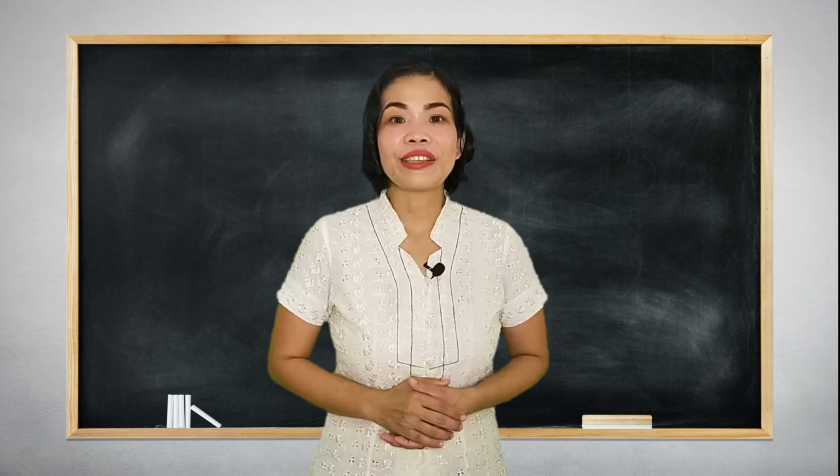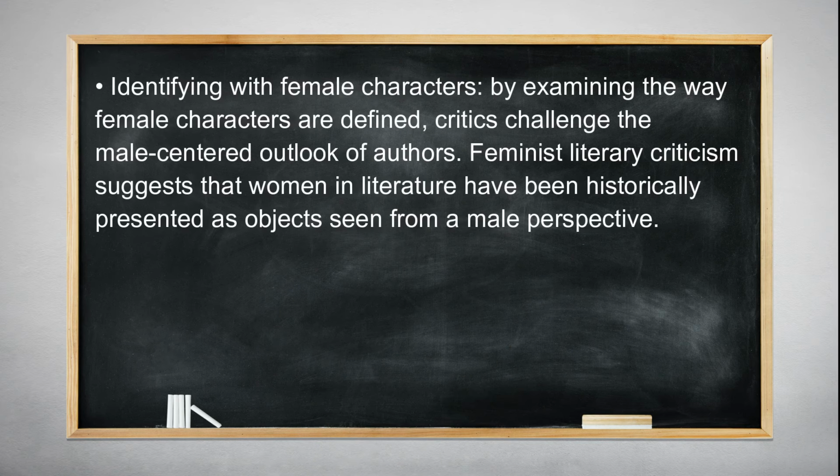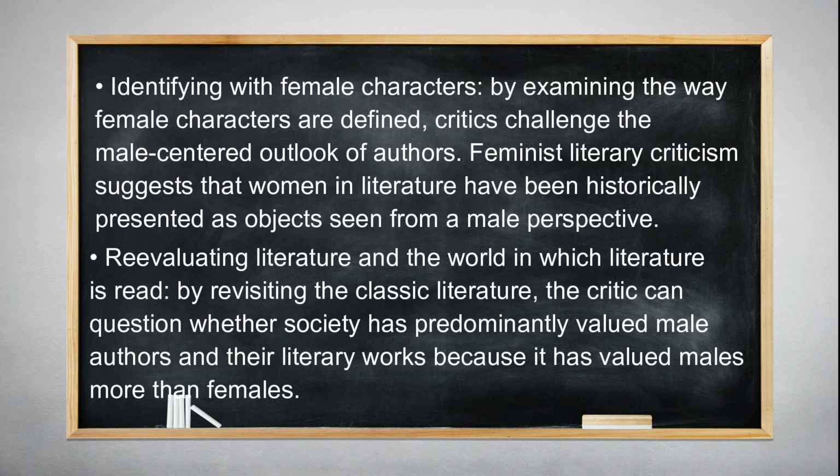What are the basic methods of literary criticism? Identifying female characters by examining the way female characters are defined. Critics challenge the male-centered outlook of authors. Feminist literary criticism suggests that women in literature have been historically presented as objects seen from a male perspective. Re-evaluating literature and the world in which literature is read by revisiting the classic literature, the critic can question whether society has predominantly valued male authors and their literary works because it has valued males more than females.